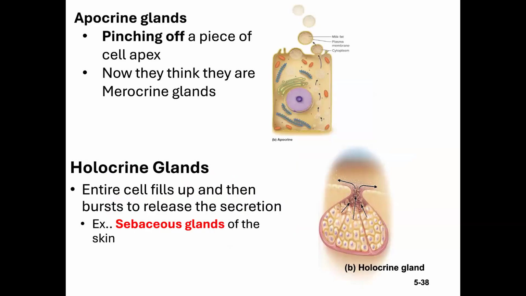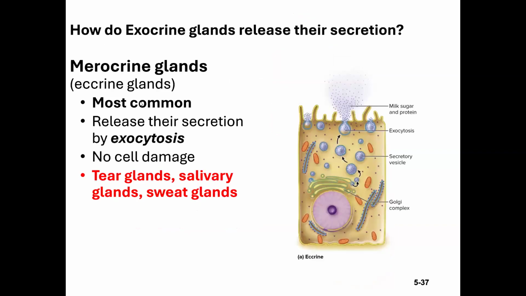And then there are apocrine glands. They pinch off a piece of their cell apex and it comes out. Well, actually, now they think that there's nothing called apocrine glands. They are the same as merocrine, like this is merocrine secretion.